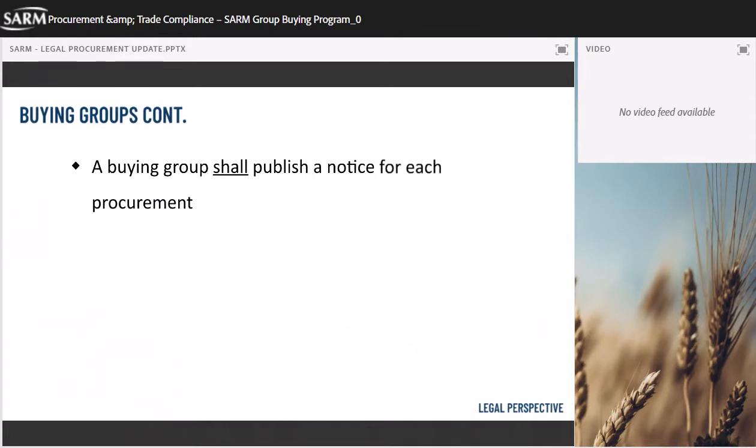Now, when you are participating with a buying group, a buying group is required to publish a notice for each procurement. The notice there needs to list participating procuring entities and also outline the potential for other procuring entities to participate in the procurement after the procurement instrument has been put in place. So you'll see language in our RFPs that note current members and potential future members, as well as a listing of current members of SARM.